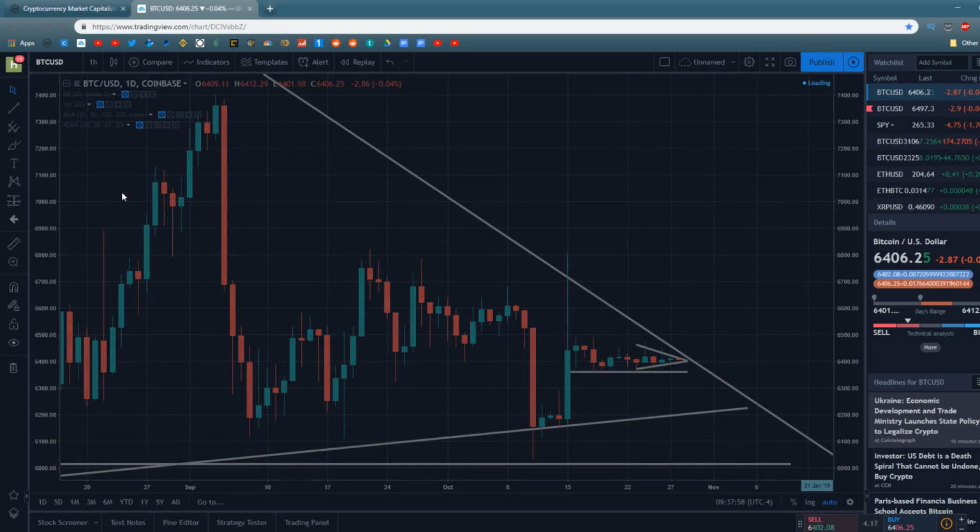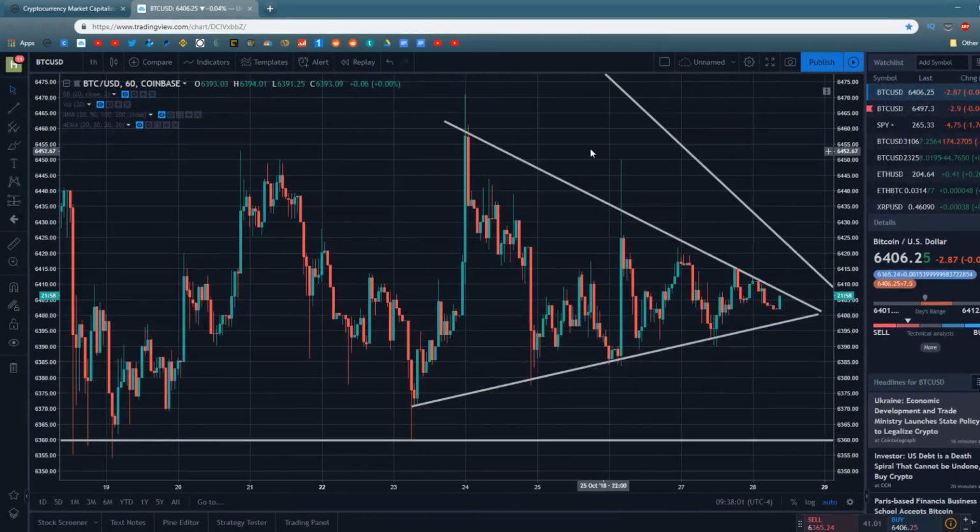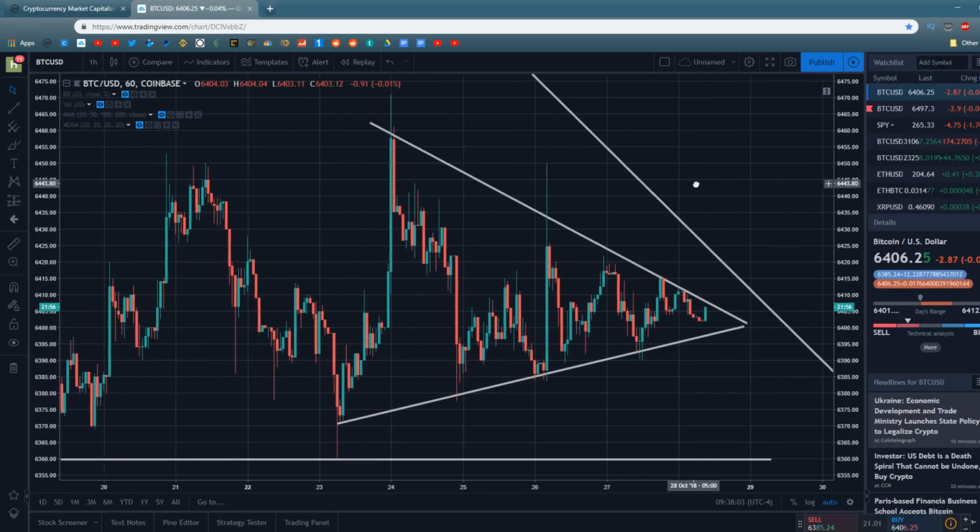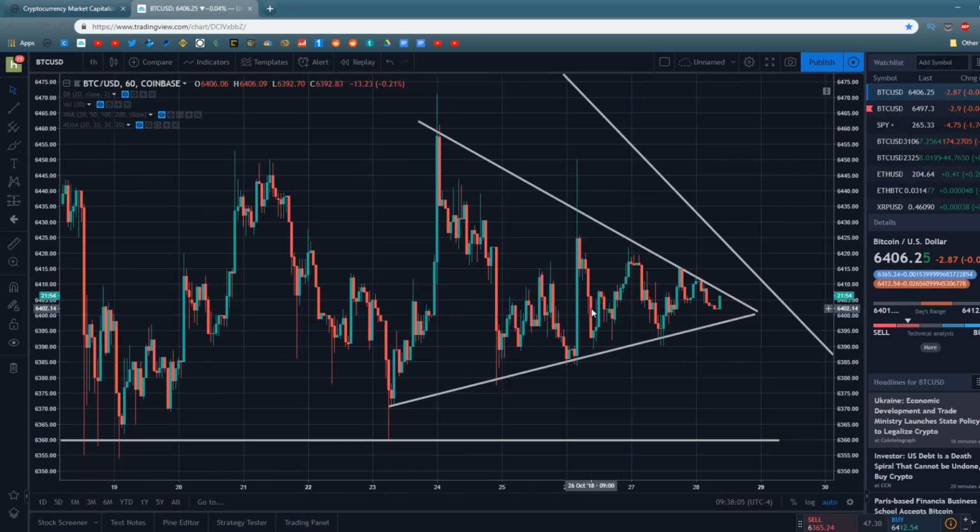opinion. Anyway, speaking of my humble opinion, I do believe that my humble opinion has something to say about this little triangle pattern that we're in right here. How do you guys like that transition? I don't know where that came from.